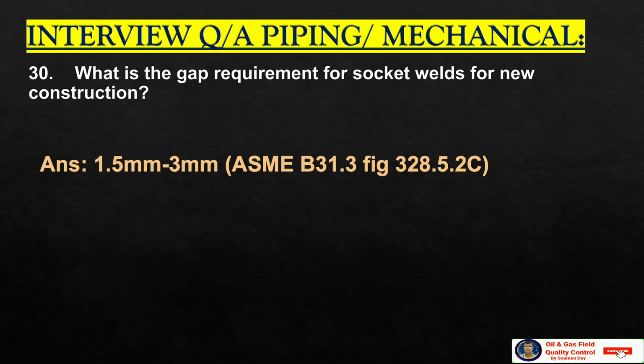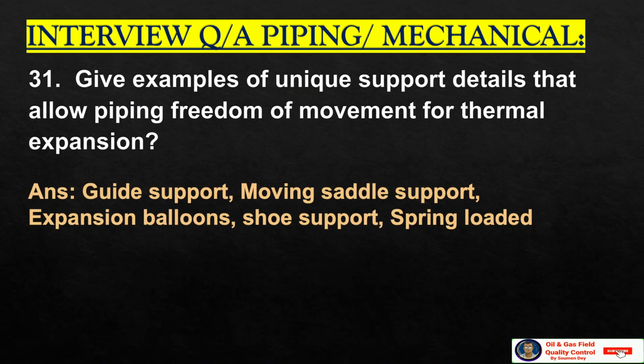What is the gap requirement for socket welds for new construction? 1.5 mm to 3 mm. ASME B31.3, figure 328.5.2c.